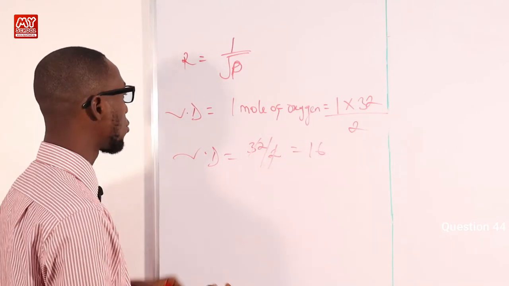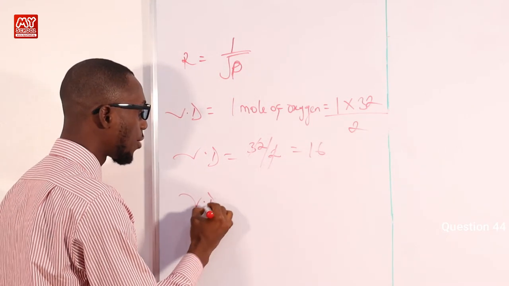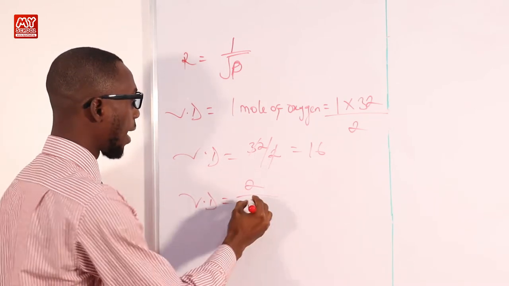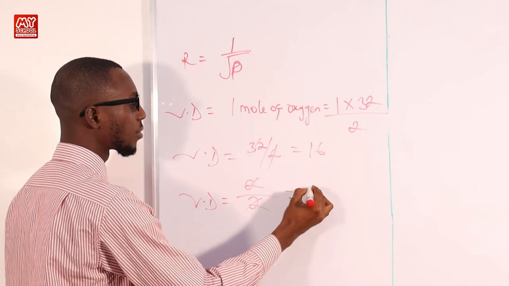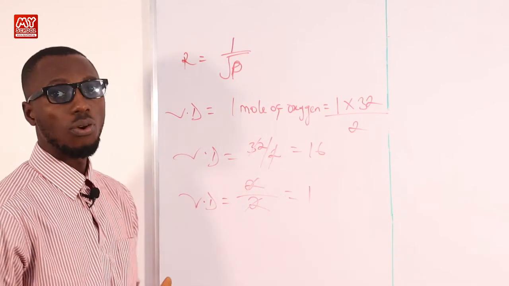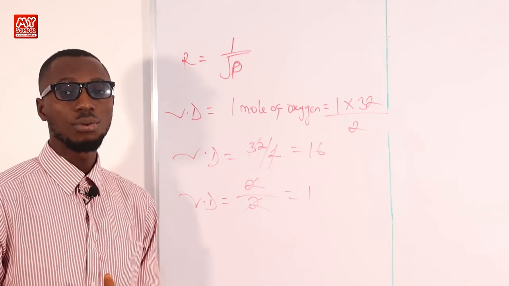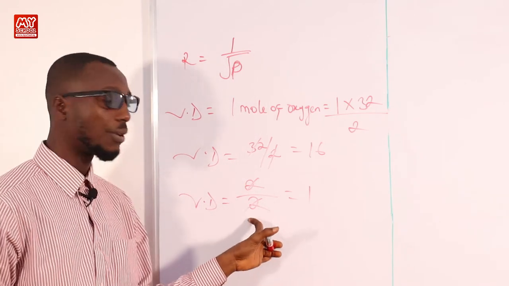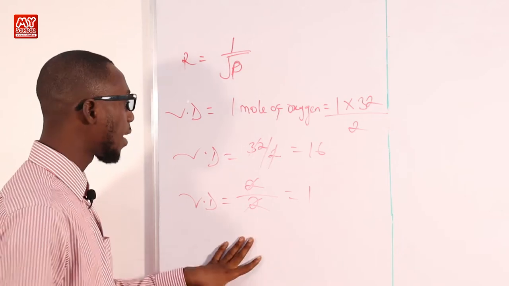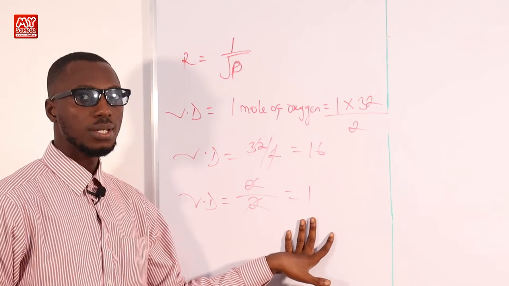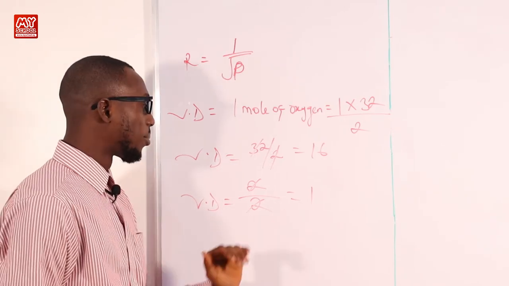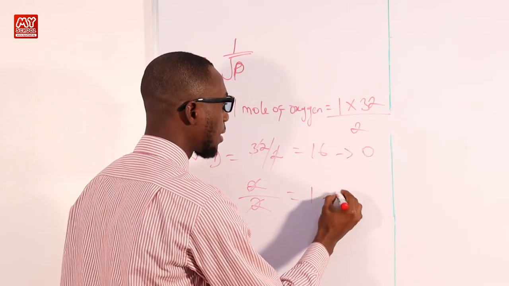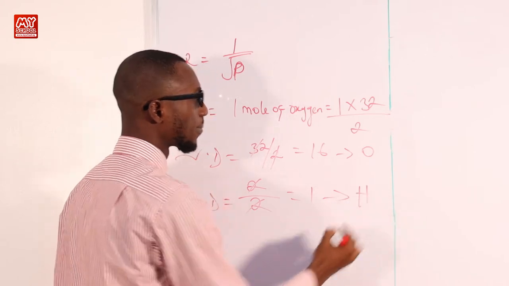So let's go to hydrogen. The vapor density for hydrogen is 2 over 2, and that gives us 1. This 2 is for 1 mole of hydrogen gas, since hydrogen is diatomic, and then the molar mass of hydrogen is still 2. So 2 divided by 2 gives us 1. So we have gotten the vapor density for oxygen and for hydrogen.